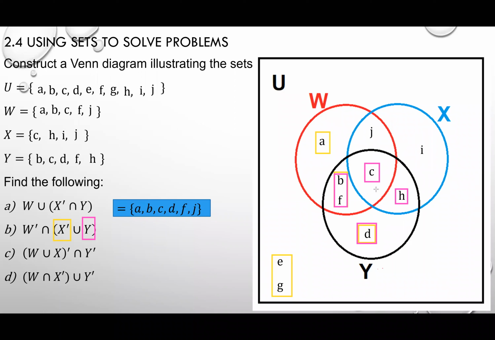or inside of Y. You may say, wait, C and H is in X. I don't care, it's in Y. So it's either one or the other. It's either outside of X or inside of Y.